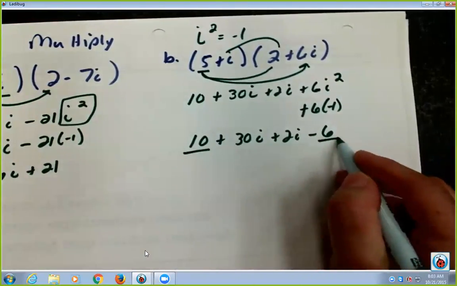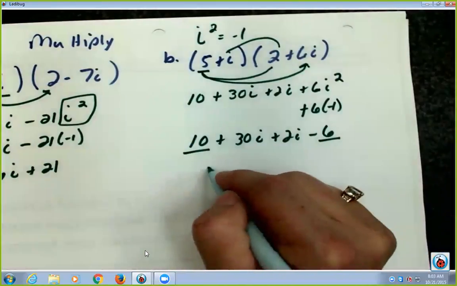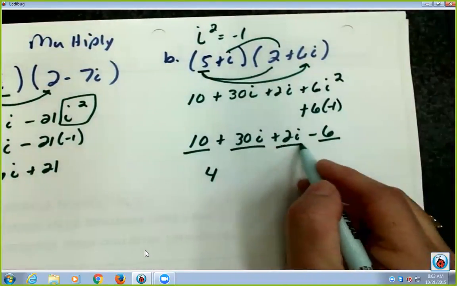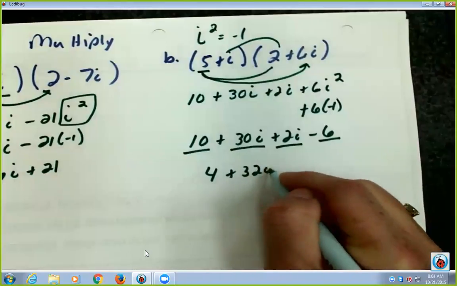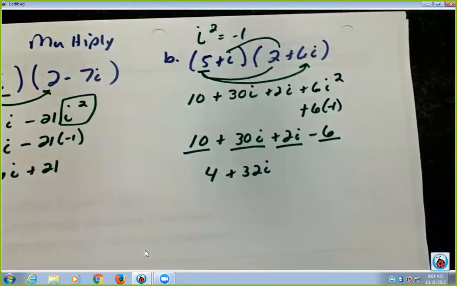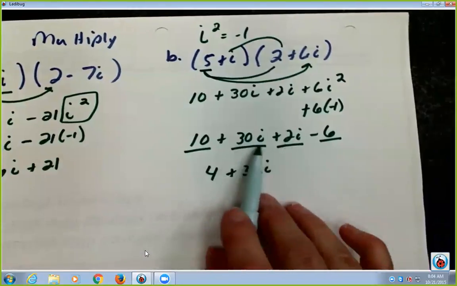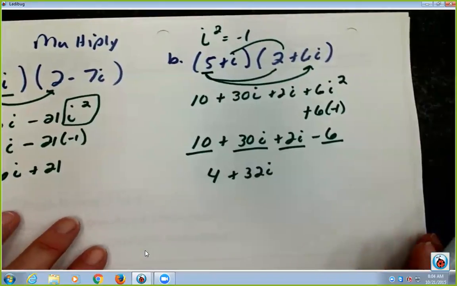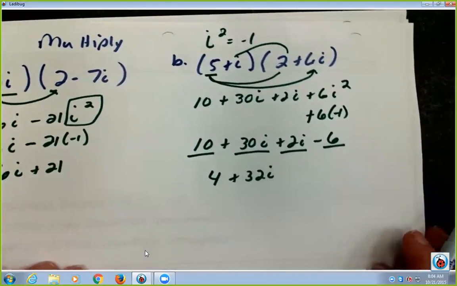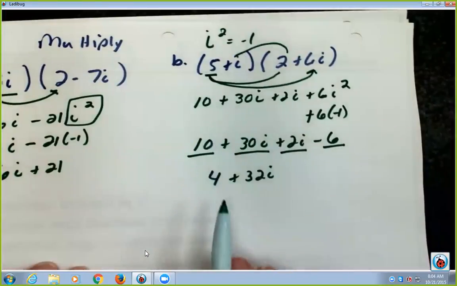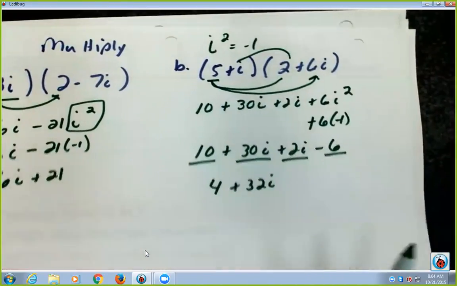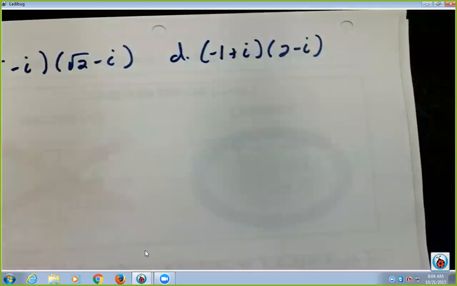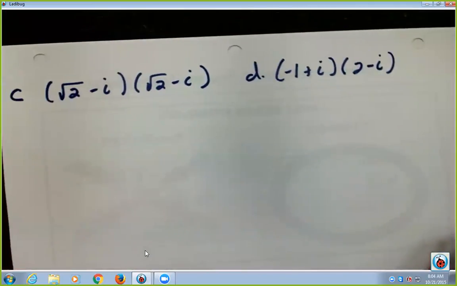Last off, combine like terms. 10 and a negative 6 gives me 4. 30i and 2i gives me 32i. So I need to go back and combine like terms and like variables within that. So you want to go through and make sure that you get your pieces put back together so it's worked out to be one set thing, as opposed to having different pieces in there. So multiplying again, just FOIL and make sure you get what you should have with those.